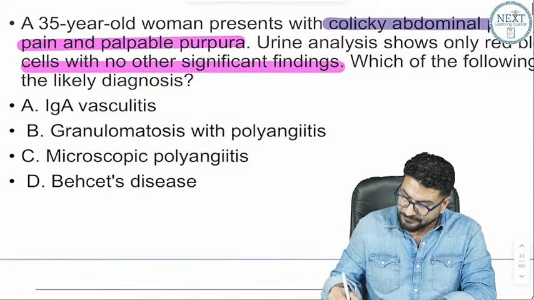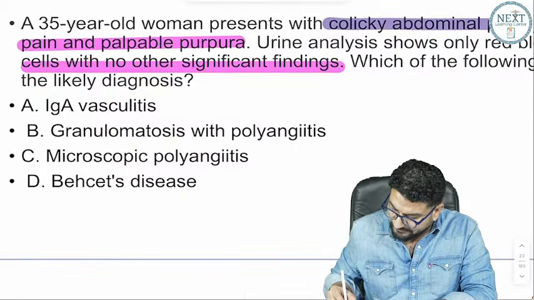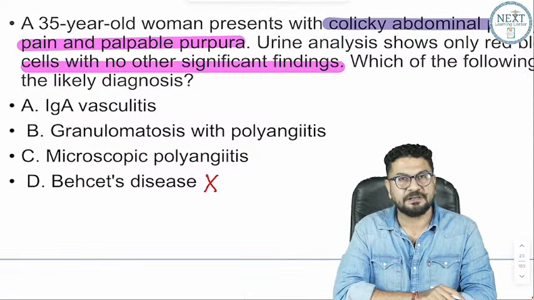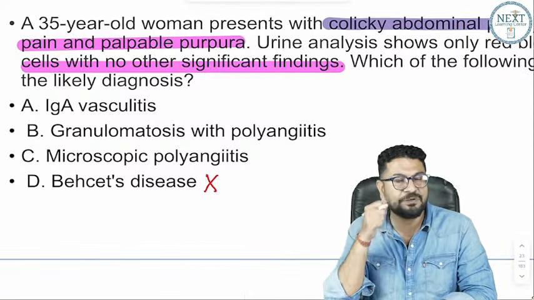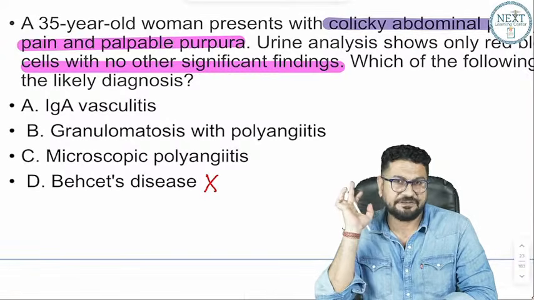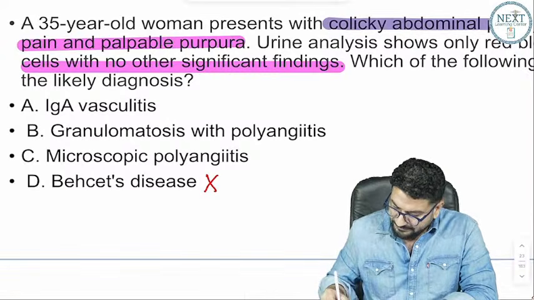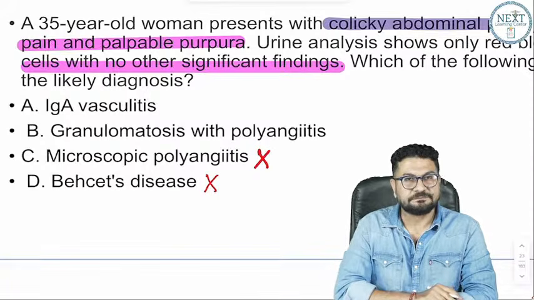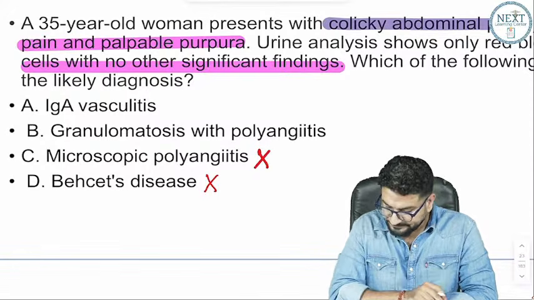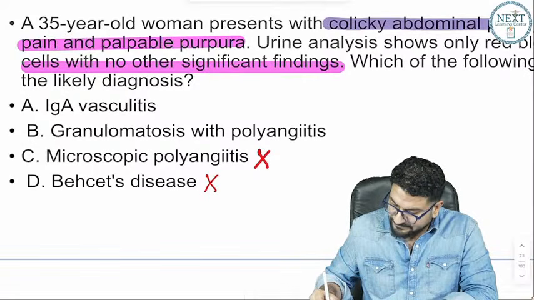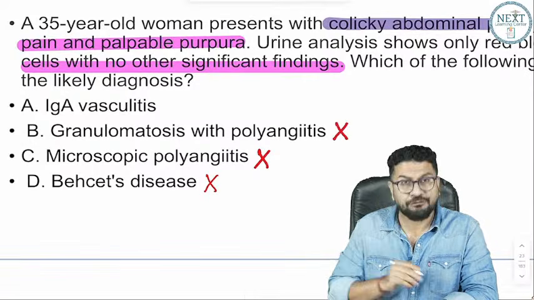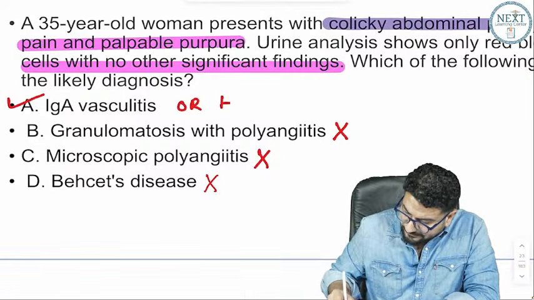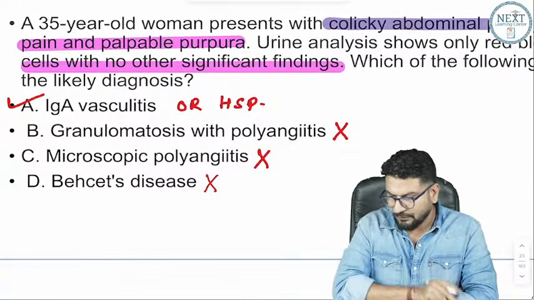In Behçet syndrome, what will you see? The patient will have recurrent oral ulcers, recurrent genital ulcers, right? The hints will be oral ulcers, genital ulcers, and some eye manifestation. In microscopic polyangiitis, there will be p-ANCA. Now, granulomatosis with polyangiitis is another name for Wegener's; here you will find c-ANCA. So this is IgA vasculitis. IgA vasculitis is also called HSP, Henoch-Schönlein purpura.